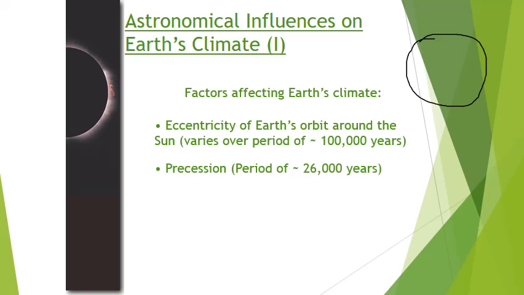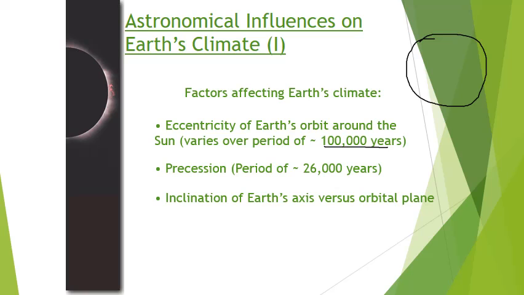And he realized that, yes, the Earth changes its eccentricity. That means the roundness, the circularity of its orbit does change over time. Sometimes it's a little more round, sometimes it's a little less round. But the period there is about every 100,000 years it goes through its eccentricity changes. Precession, that's the amount of wobble, because the Earth does wobble.